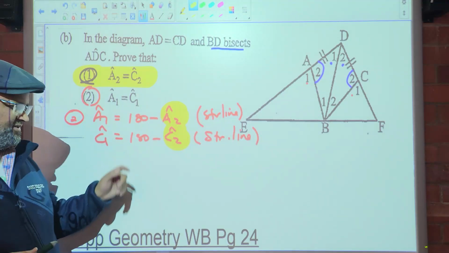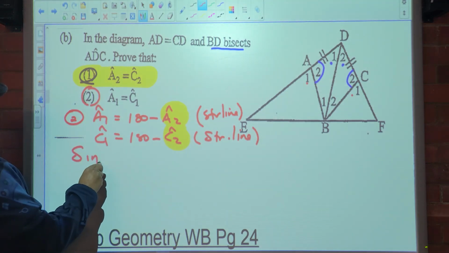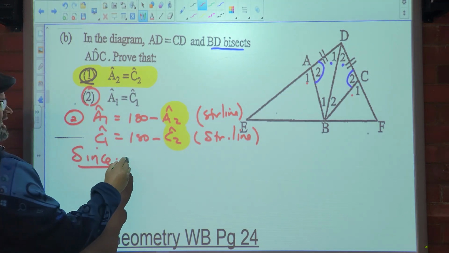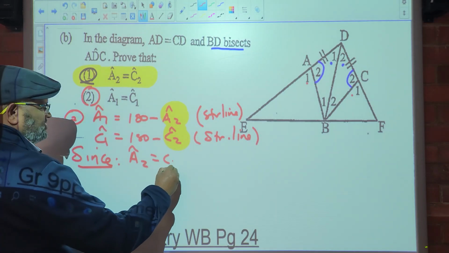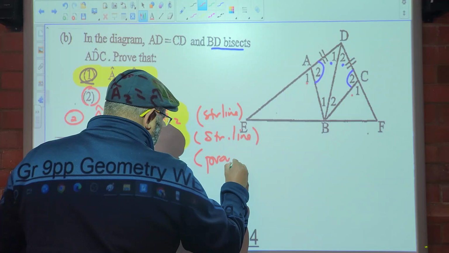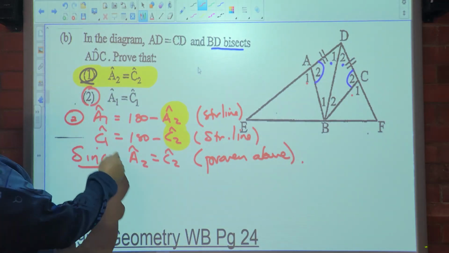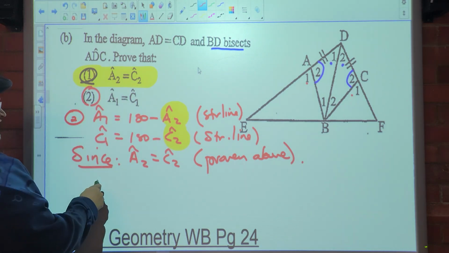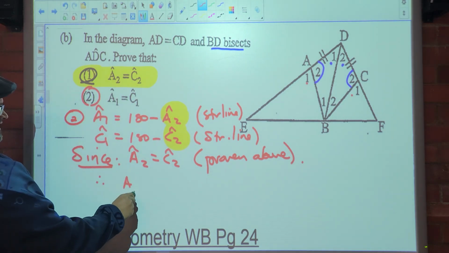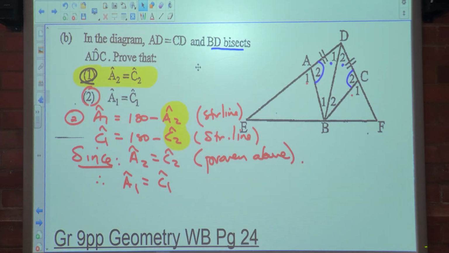So what do we say? So we say since A2 is equal to C2. Where do we get this from? It's given. Proven above, yes. Proven above, which is proven in 1. Therefore, angle A1 is equal to angle C1. Beautiful.